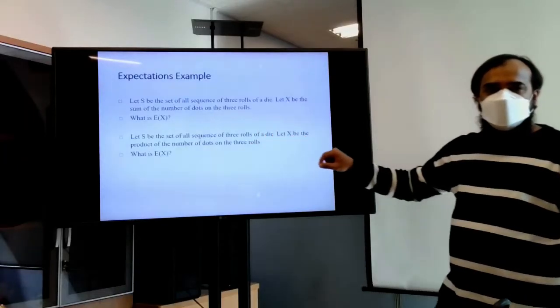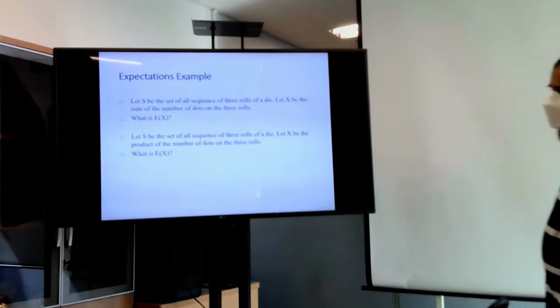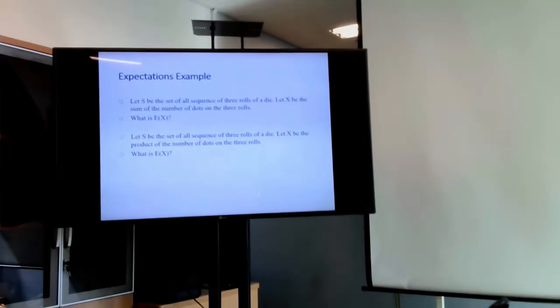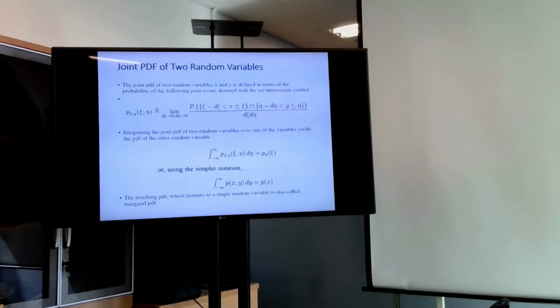Calculate the mean of that event x. Then the joint PDF of two random variables. The previous thing, what was the joint probability PDF? Now this is the joint PDF.